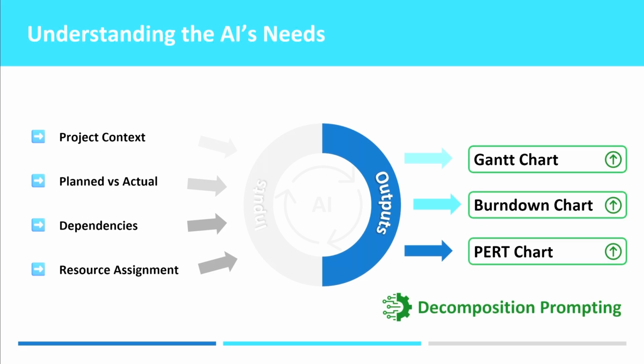In the last video, we started our input with the project context, a work breakdown structure with planned versus actual timelines, dependencies, and resource assignments. Then we got the output using decomposition prompting. So the AI generated a Gantt chart. Today we will generate the BurnDown chart and the PERT chart.